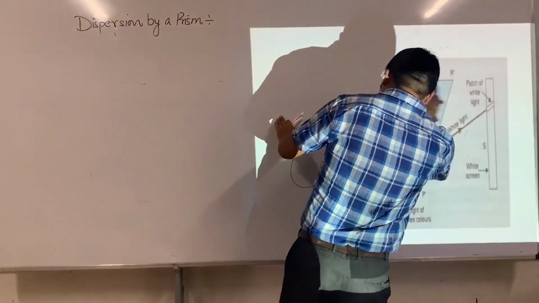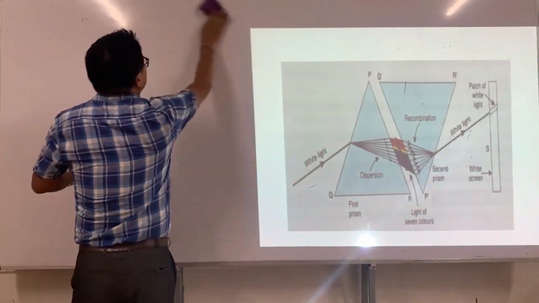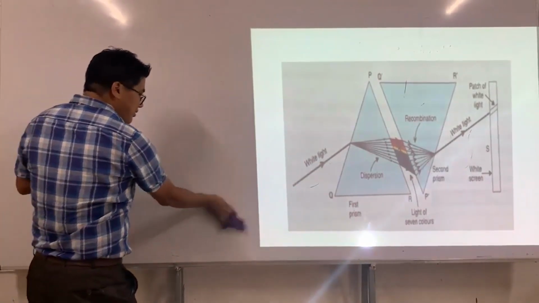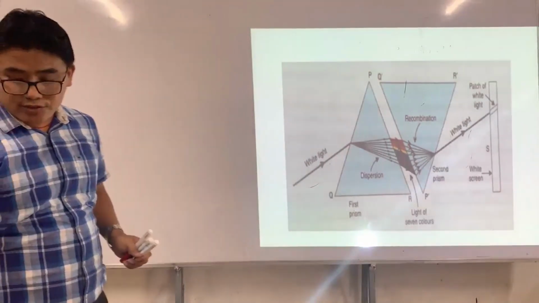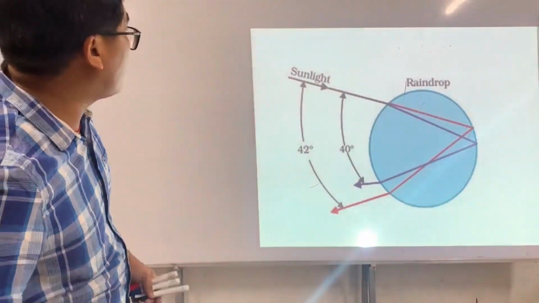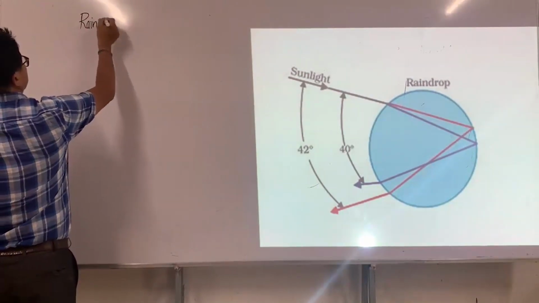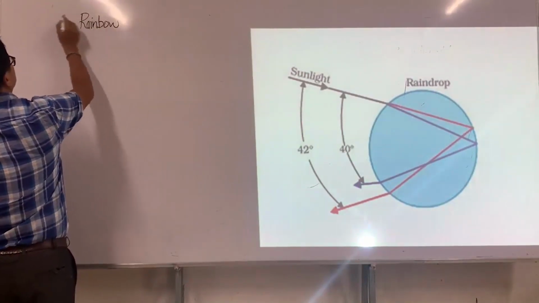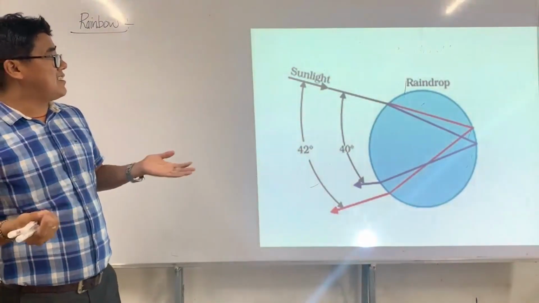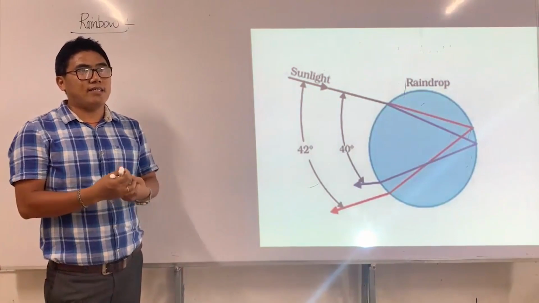And now next what I'm going to do is cover a few natural phenomena which occur in nature due to dispersion, refraction, reflection. So the first such phenomenon is what we call a rainbow. Let's see the rainbow. All right, this could be really interesting.